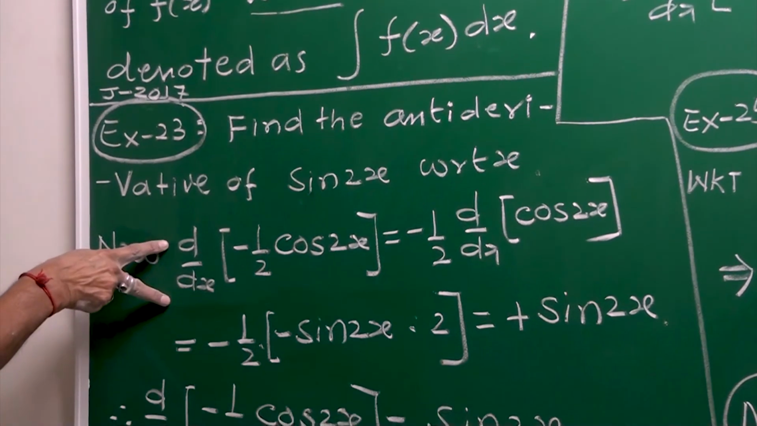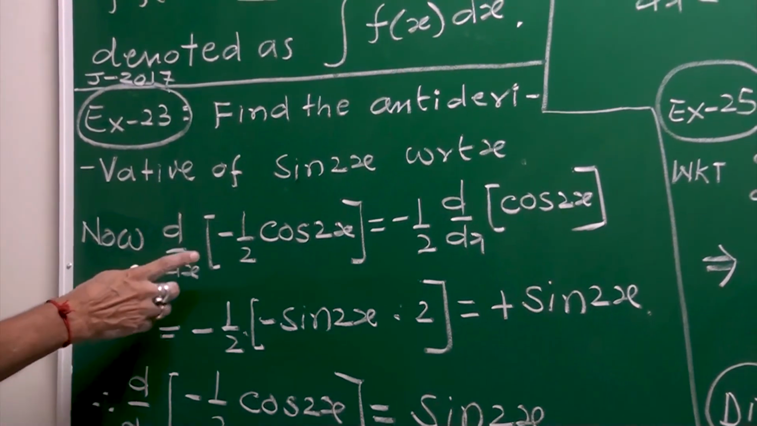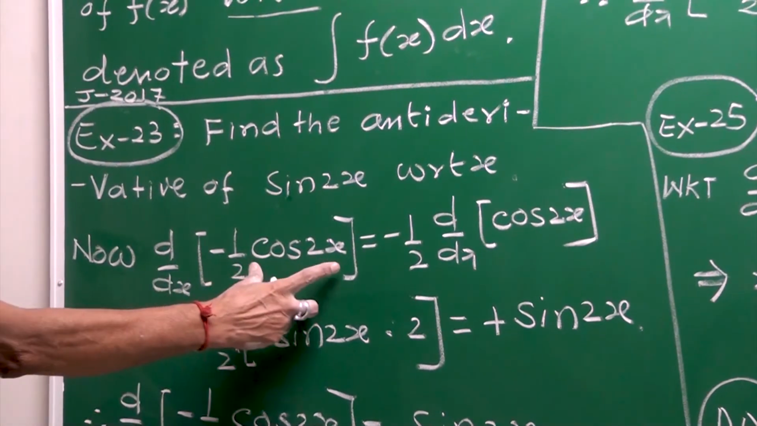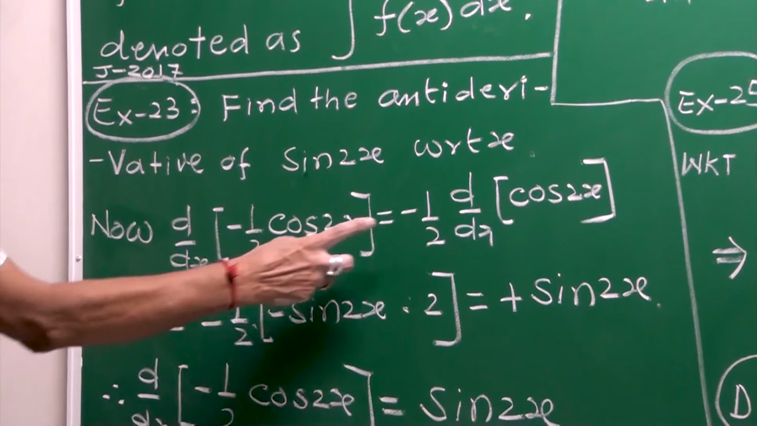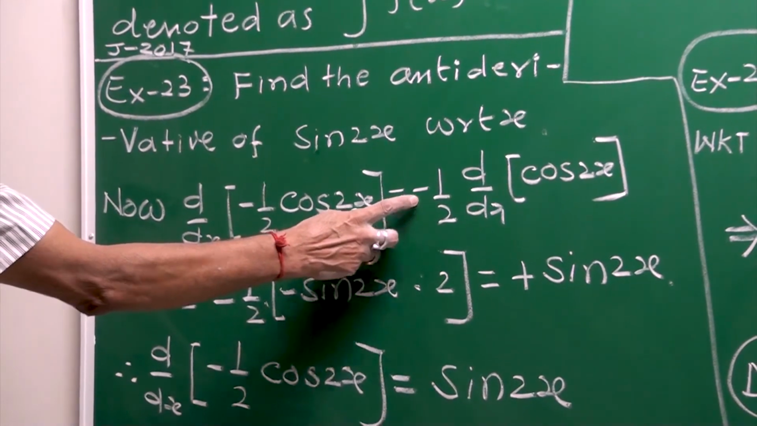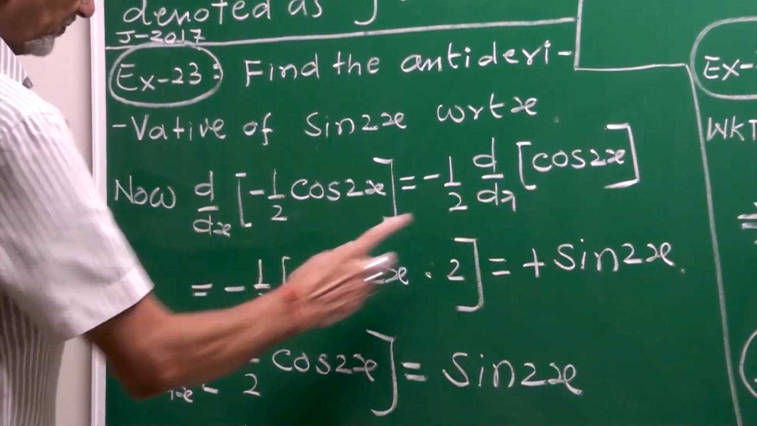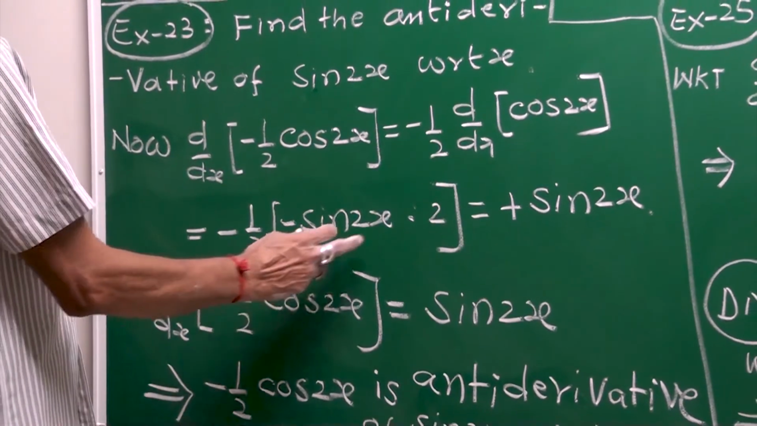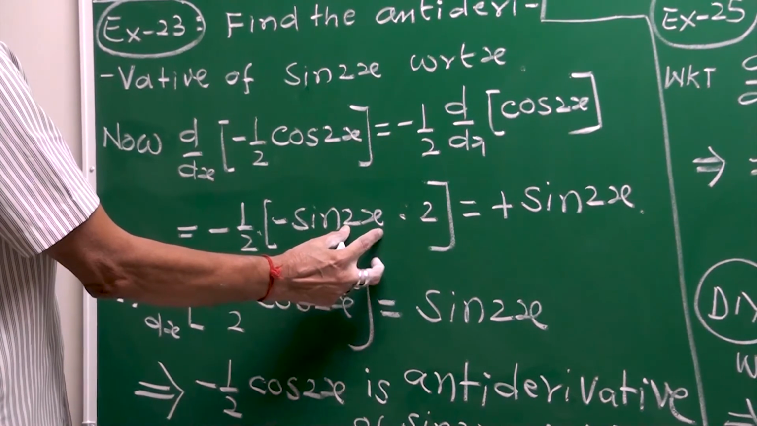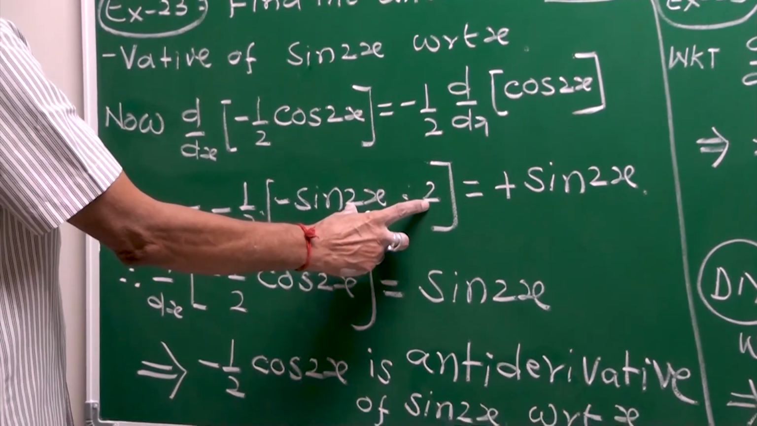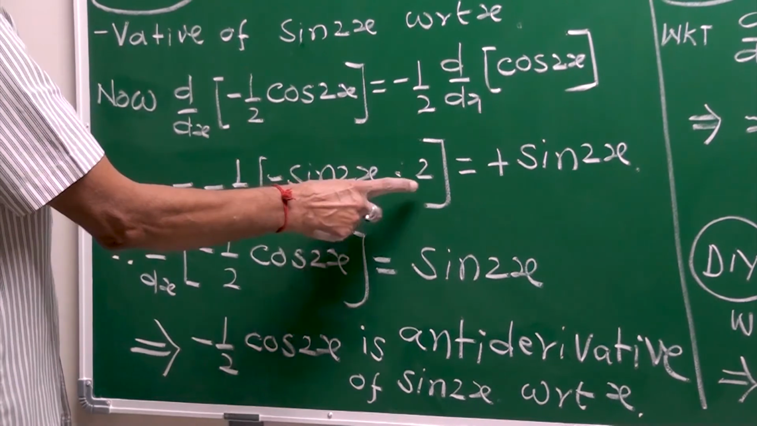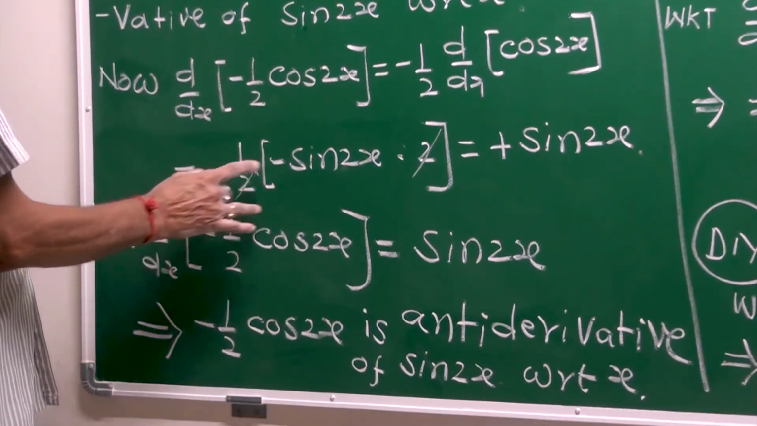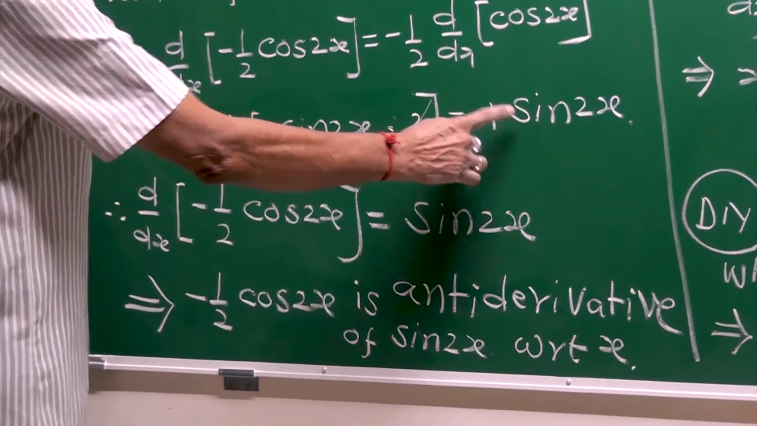Start with: we know that d by dx of minus 1 by 2 into cos 2x equals minus 1 by 2, being a constant coefficient, into the derivative of cos 2x, which is minus 1 by 2 into minus sine 2x into 2. In the case of derivative, multiplication; in the case of integration, division by 2. My friends, this 2 cancels with 2. Minus of minus is plus sine 2x.